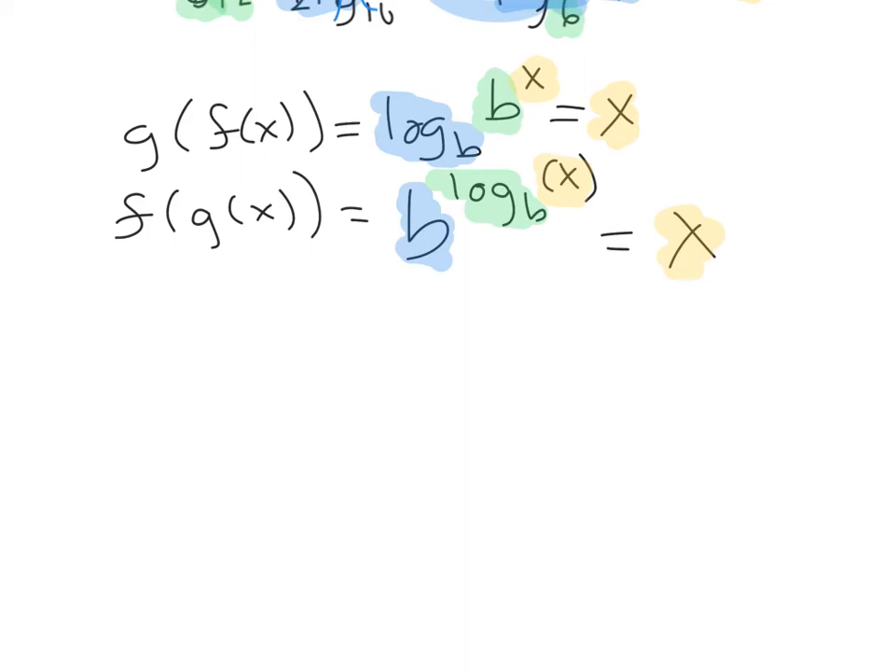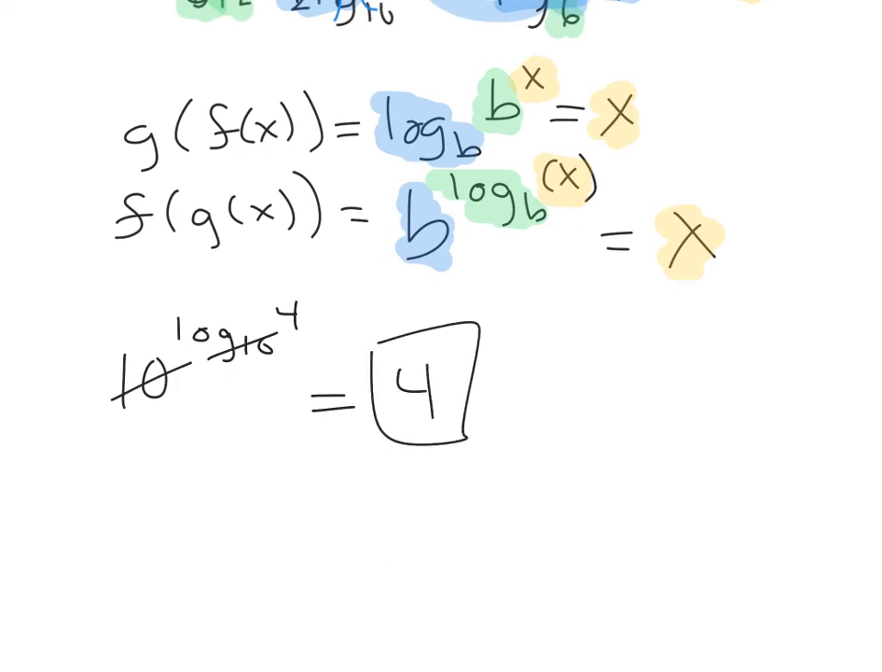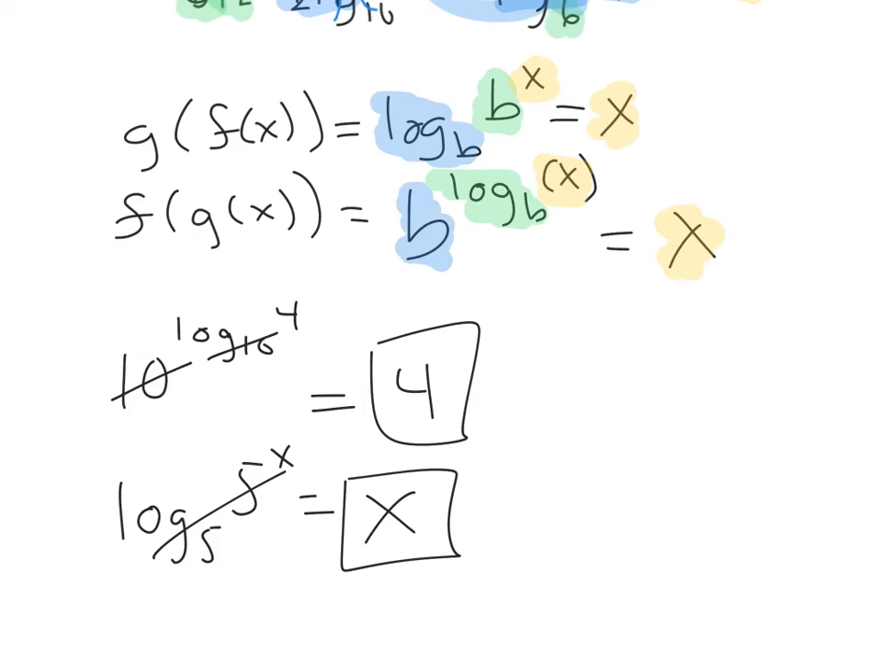So if I were to interact with an actual problem and say I wanted to simplify an expression that says 10 to the log base 10 of 4, well, the 10s are going to simplify because they are inverses of each other, and you get 4. That's your answer. Let's do it again. So say I had log base 5 of 5 to the x. That's going to give me x, because the 5s are going to simplify out and the x is going to stay.